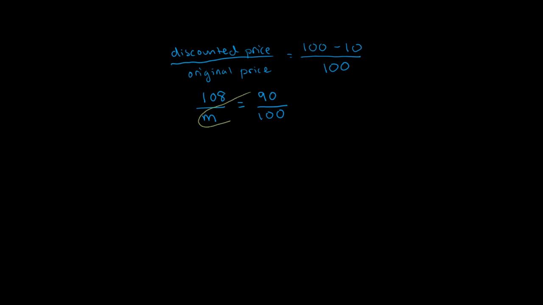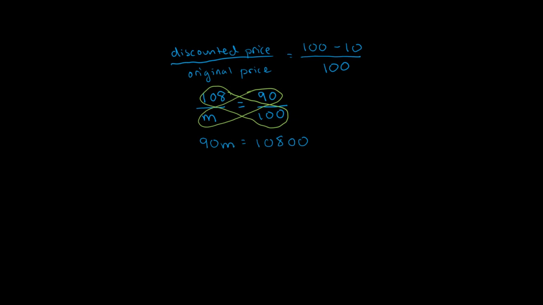So again, I'm going to multiply my diagonals to solve this. So we're going to have M times 90, so that's 90M. And then we have 108 times 100. Whoops, I just became a little dyslexic. You've got to watch where I put my numbers. So that's 10,800.